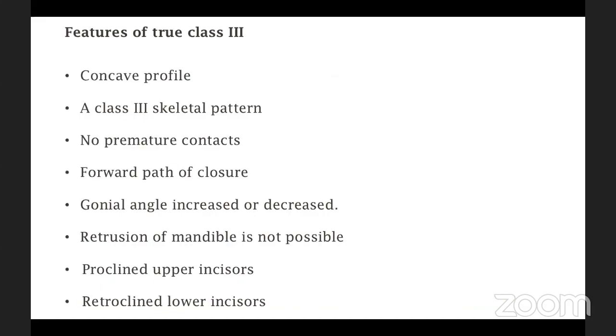Now, features of a true class 3 would, of course, be a concave profile, class 3 skeletal pattern, no premature contacts as you would see. You would see a forward path of closure again. Your gonial angle may be increased or decreased, irrespectively. Retrusion of the mandible is not possible. In the sense, what I'm trying to say is you can't get your teeth back to an edge to edge properly. Proclined upper incisors and retroclined lower incisors are basic compensatory factors which are seen in true class 3s.